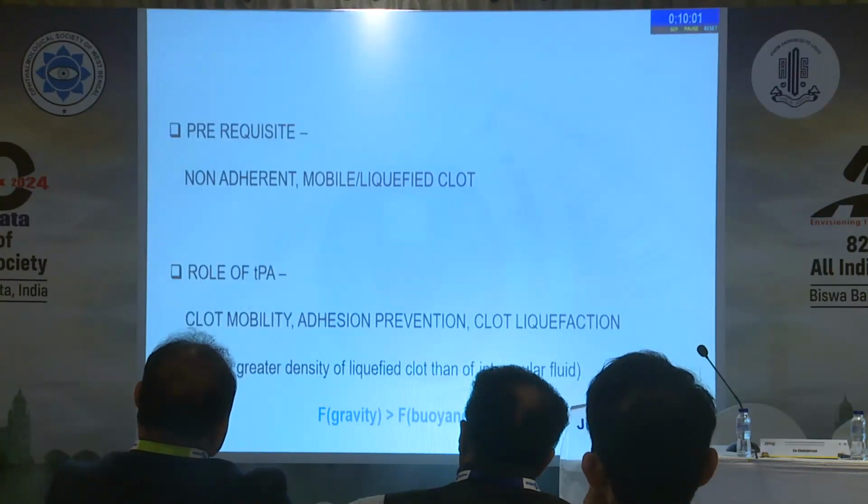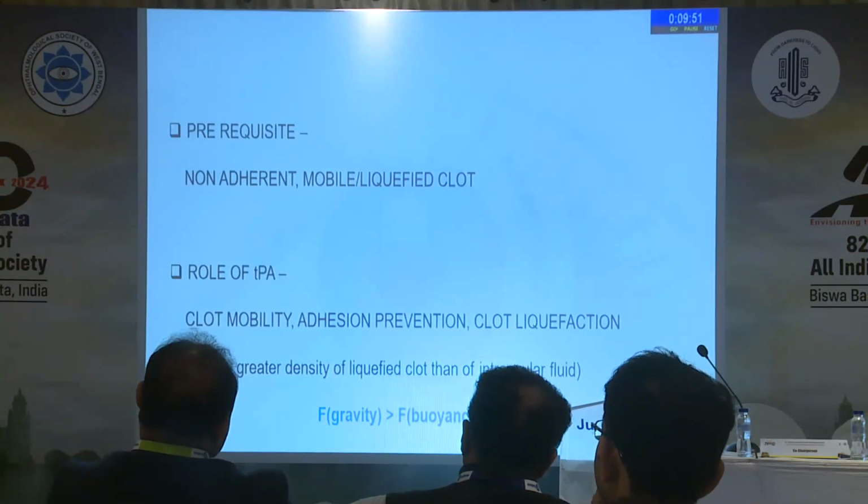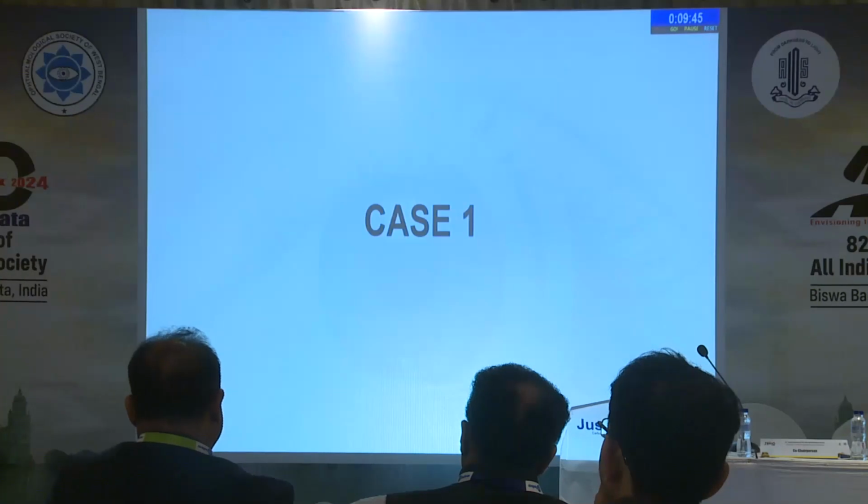But then for this to happen, the clot has to be mobile, adhesion prevention has to happen, and the clot has to liquefy, because the liquefied clot has a slightly greater density than that of intraocular fluid. So here is where the role of tPA comes in.